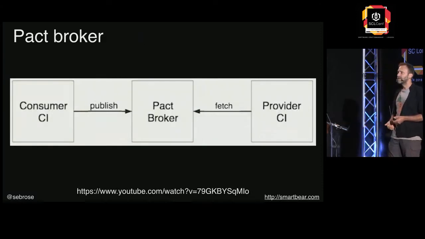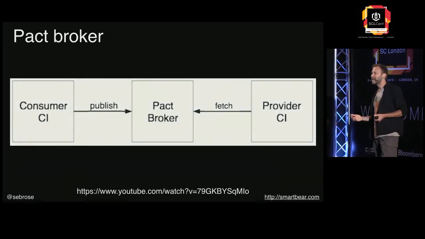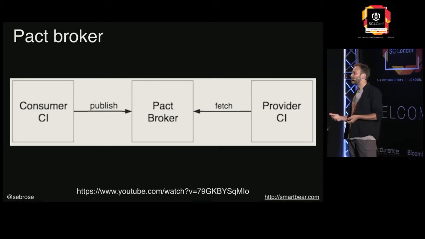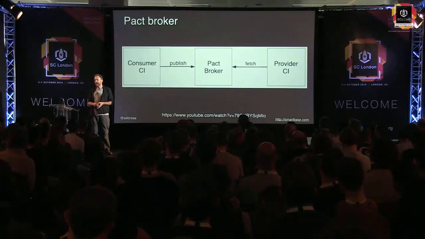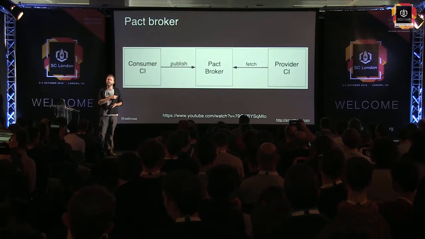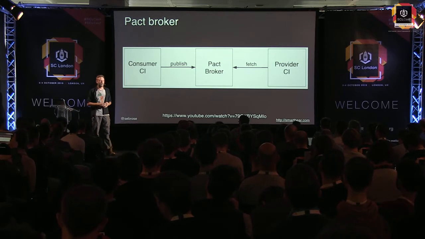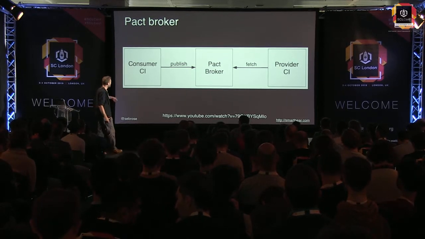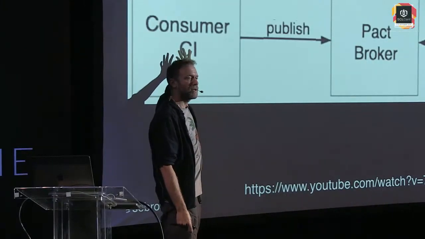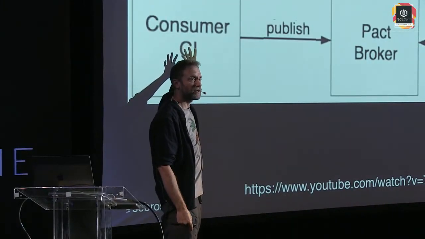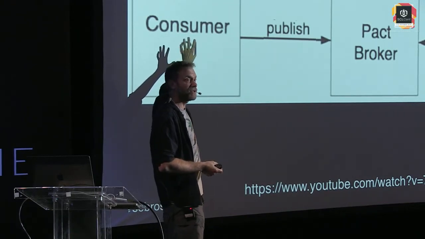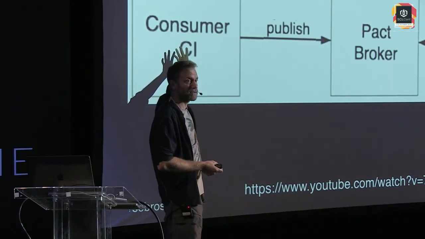So they've created something called the Pact Broker, which begins to flesh out the functionality that we really need to be able to deploy those microservices in the way that we were talking about earlier. So consumer CI, when it runs, will generate that Pact JSON file that describes the subset of the contract that is needed for the tests of the consumer to pass.